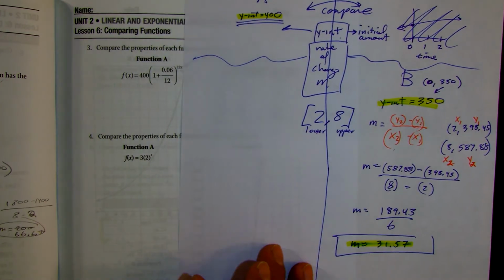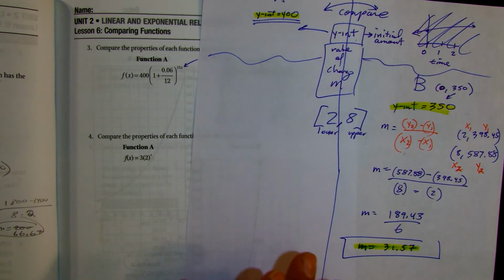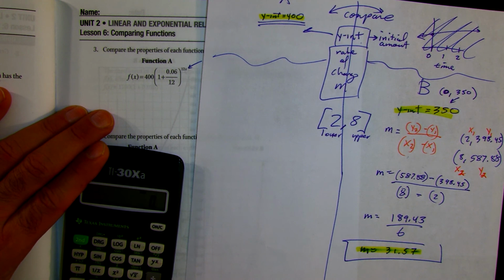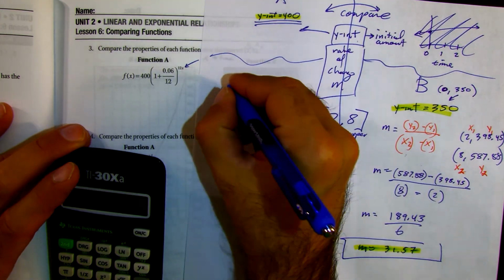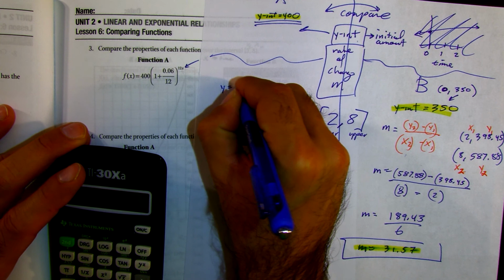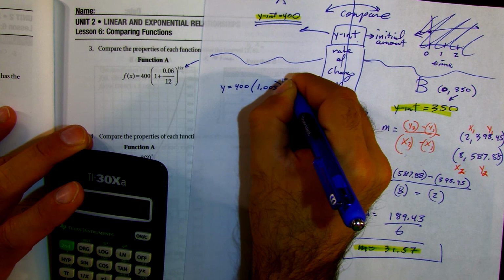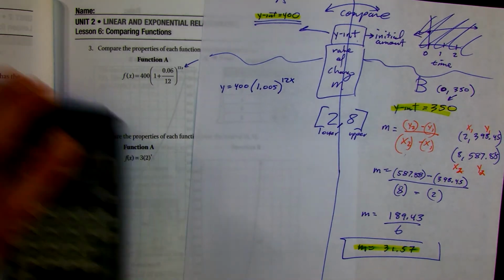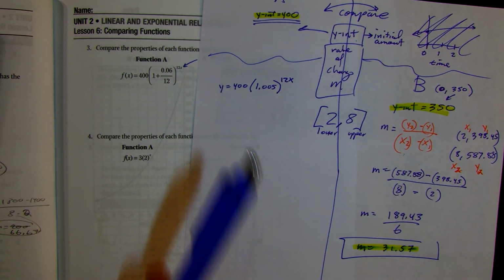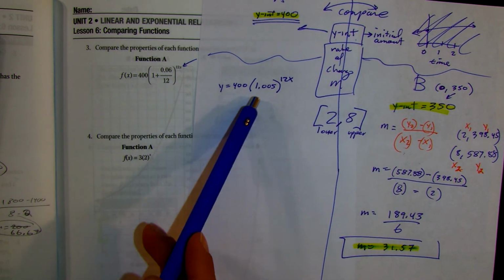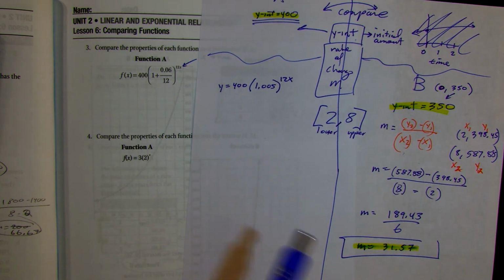Okay? So this is where it gets a little bit tricky because I have this function. I'm going to simplify it because this function is still pretty wide open. So we need to do the 0.06 divided by 12, and then we're going to add 1 to that. So essentially we got y is equal to 400 times 1.005 to the 12x. All I did was take the 0.06, I divided it by 12, and then I combined it with positive 1, and that's what I got.